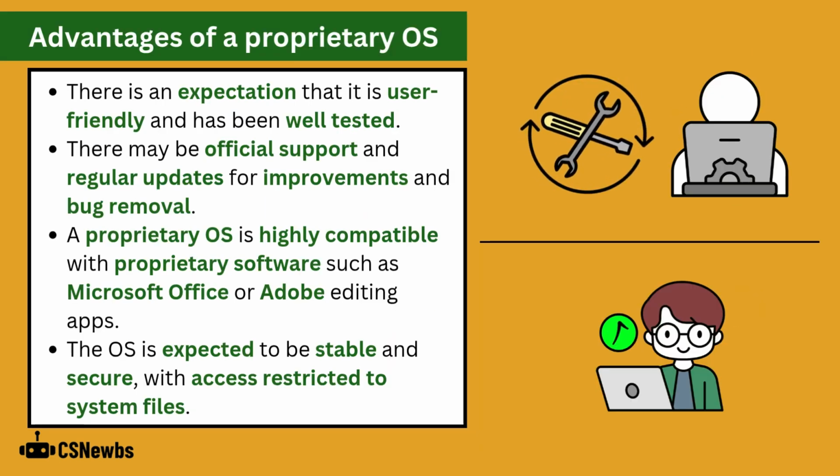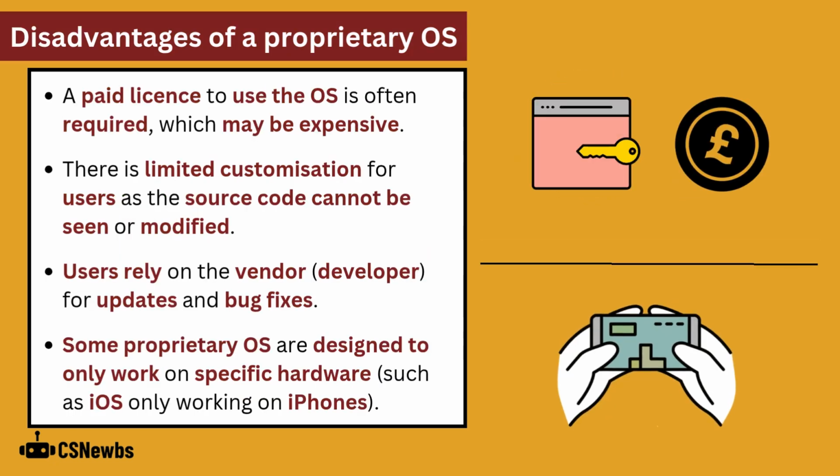Advantages of a proprietary operating system include that there's an expectation that it is user-friendly and has been well tested. There may be official support and regular updates for improvements and bug removal. A proprietary operating system is highly compatible with proprietary software such as Microsoft Office or Adobe editing apps. And this type of OS is expected to be stable and secure, with access restricted to system files.